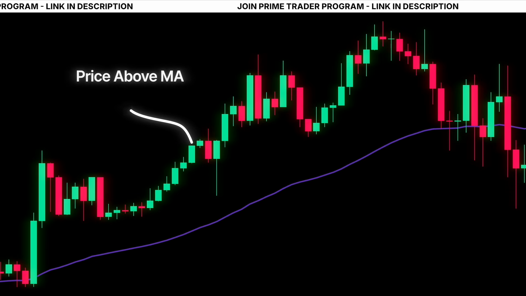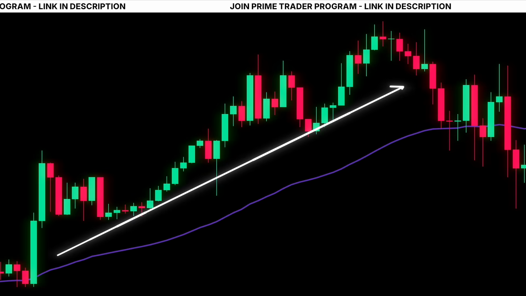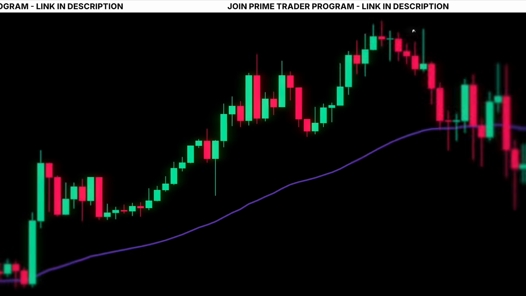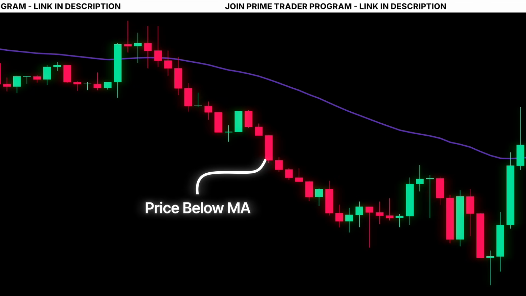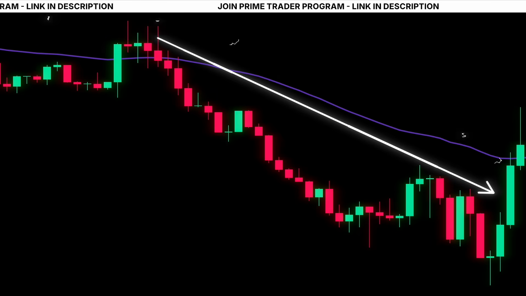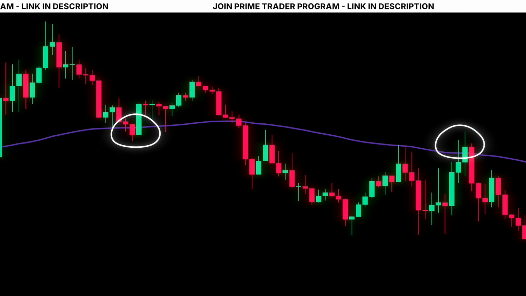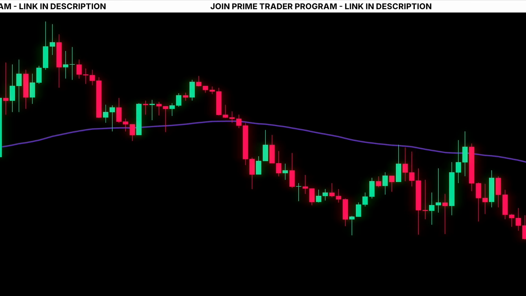If the price is trading above the moving average and the moving average is sloped upwards, it indicates that the price is in an uptrend. Similarly, if the price is trading below the moving average and the moving average is sloped downwards, it indicates a downtrend. The moving average also acts as a dynamic level of support and resistance level.